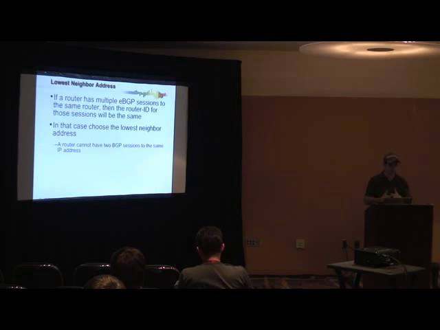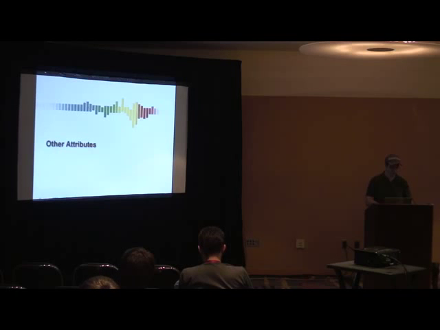And then the final thing is the lowest neighbor address. In the event that you have multiple BGP sessions to the same router, that router has one router ID. So the router ID from both of those updates is going to be the same, so you have to break on something even lower. In this case, it's the lowest neighbor address. There are a couple other attributes that I want to talk about briefly.